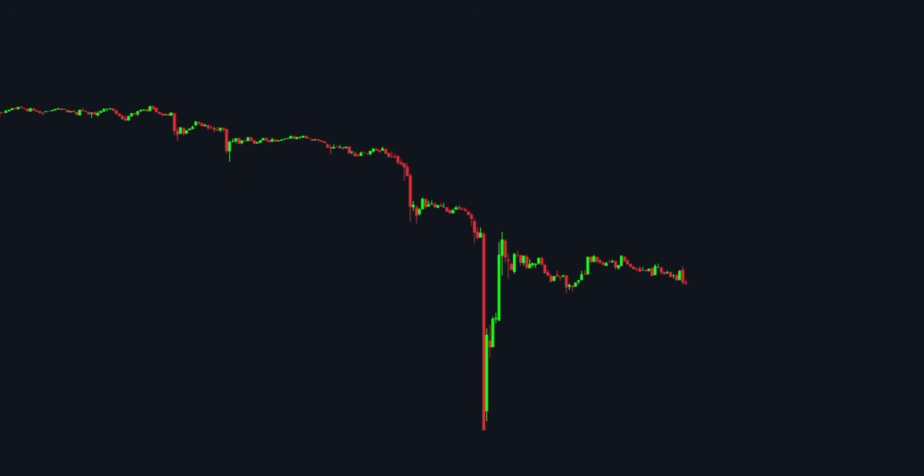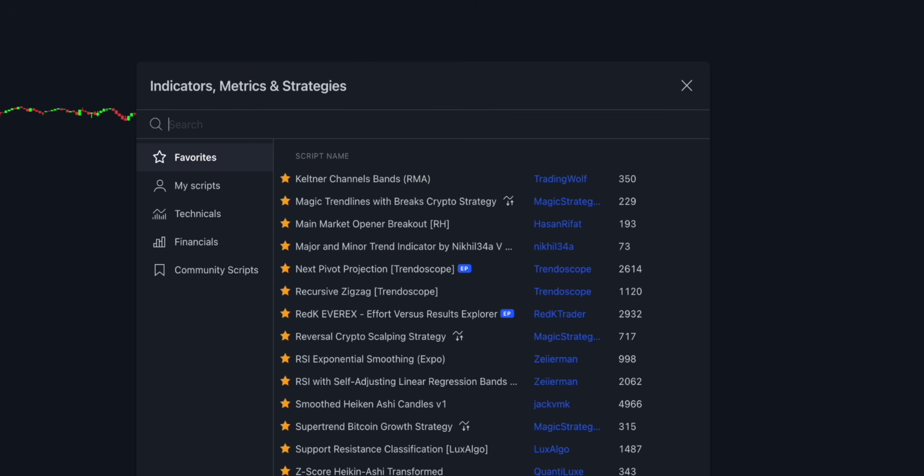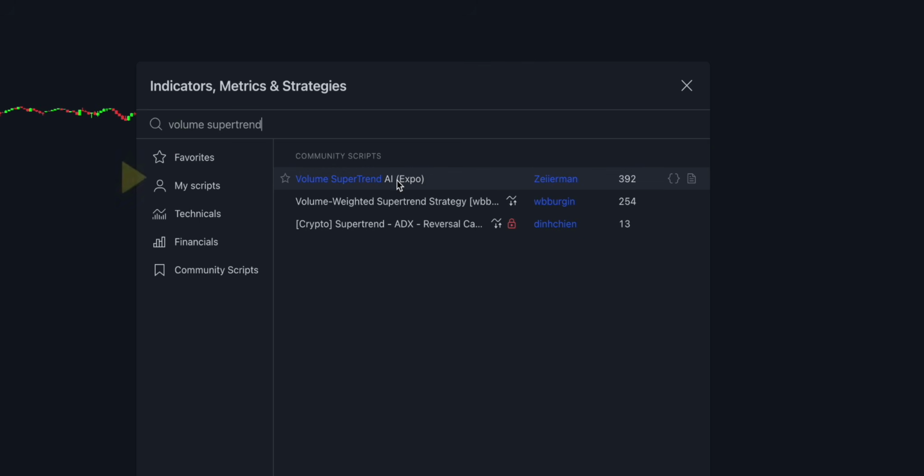Alright, so how do you add this AI SuperTrend indicator to the price chart? First off, open any chart on TradingView and click on Indicators. Type Volume SuperTrend AI. The one you're looking for is this one by Zierman. This is a brand new indicator released yesterday. Let's thank the creator for this amazing script.